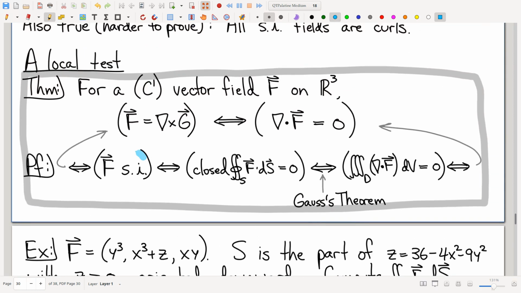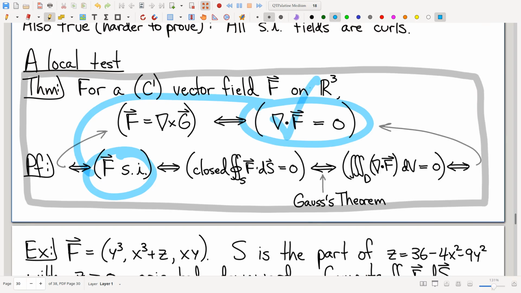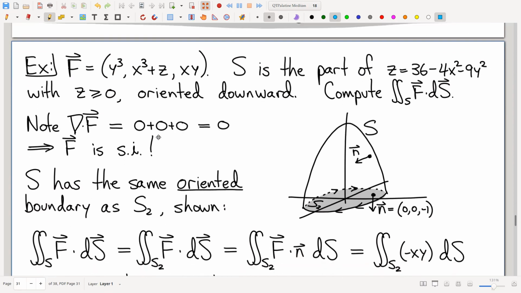If you want to conclude that something is surface independent, you're going to do so by computing the divergence, confirming that it's 0, and then declaring victory. Hey, check it out. We've met the requirement. This vector field is surface independent.